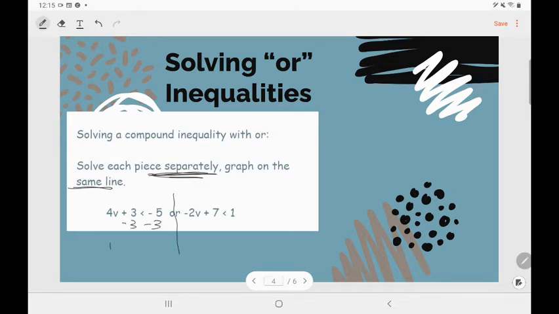Minus 3 from both sides results with 4v is less than negative 8. If I divide both sides by 4, that gives me the result of v is less than negative 2.